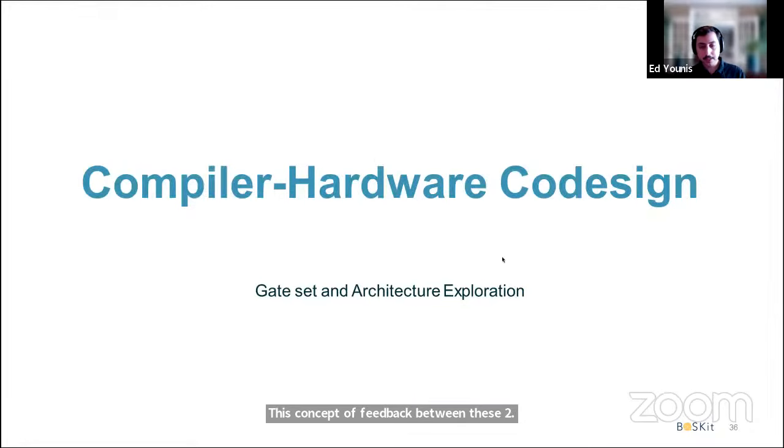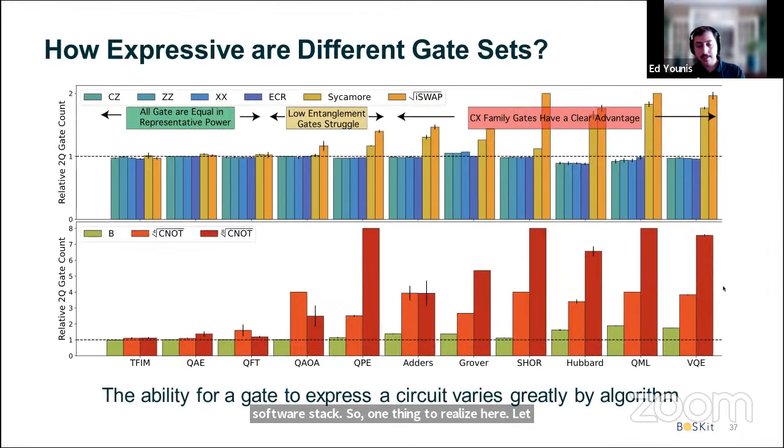So one thing to realize here, and I'm going to introduce a very big graph, is that not all gate sets are equal, and they're very algorithm dependent. So let's look at this graph. There's a lot to unpack here. There are two graphs, top and bottom, two bar charts. Each set of columns aligns with a different type of algorithm. They're all labeled here on the bottom. And these are different families. I might be wrong here, but I think this is a bunch of different sizes of this type of algorithm.